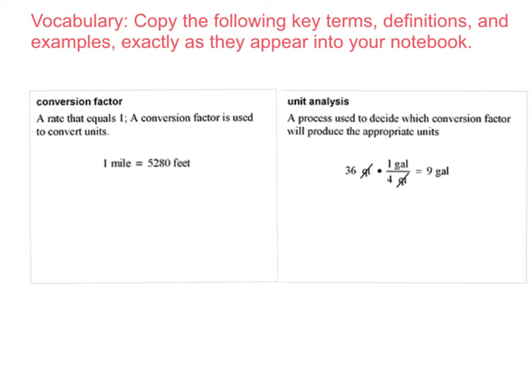Here are some more key terms, definitions, and examples which you also need to copy exactly as they appear into your notebook. A conversion factor is a rate that equals 1. A conversion factor is used to convert units. For example, 1 mile equals 5,280 feet. Unit analysis, a process that is used to decide which conversion factor will produce the appropriate units. And there's an example there for you to copy into your notes.